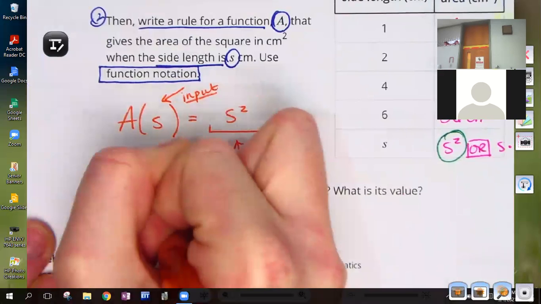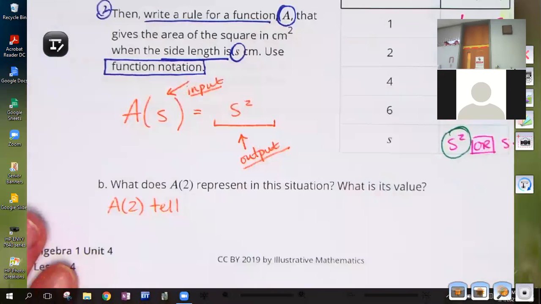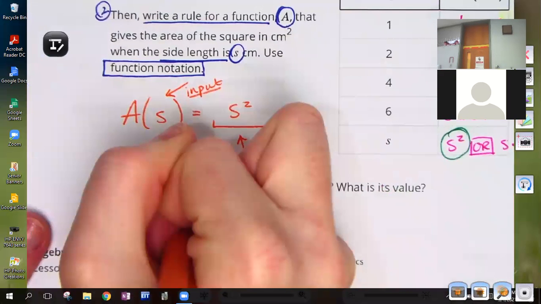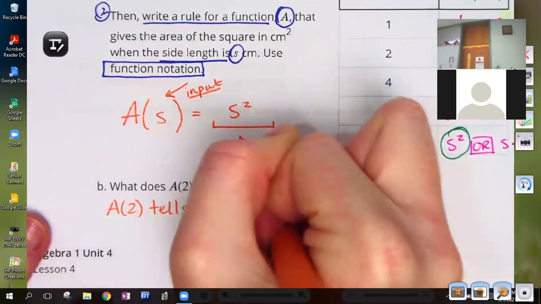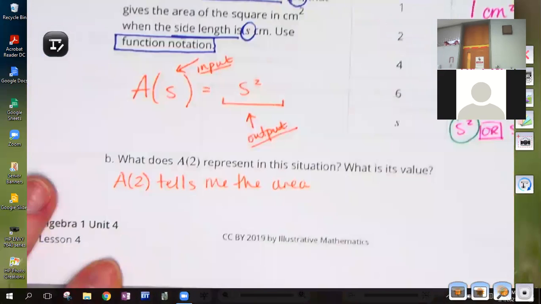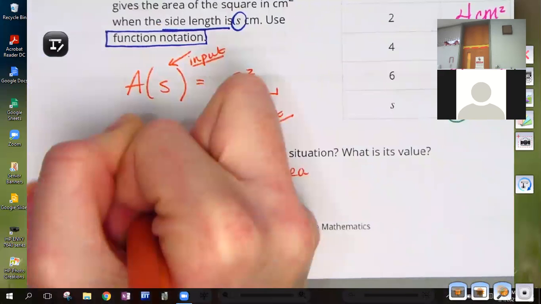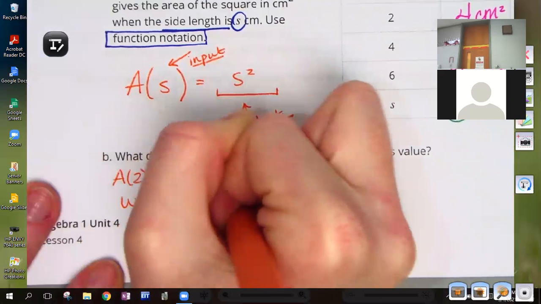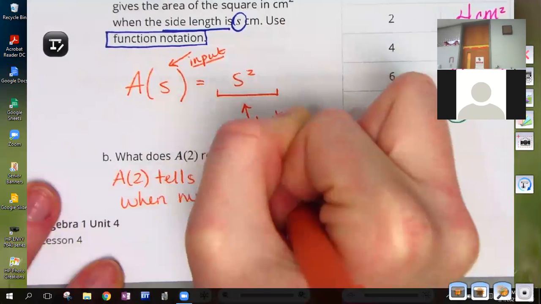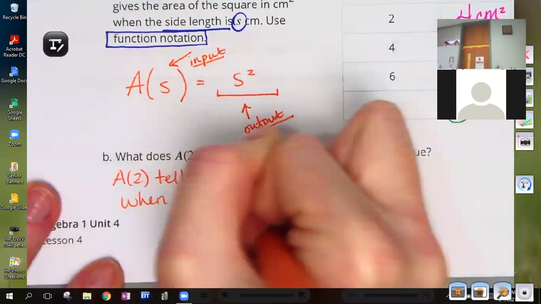you almost had it. You've had everything except for just the output in your explanation. So A of 2 tells me the area when my side length is what? Is 2 centimeters.